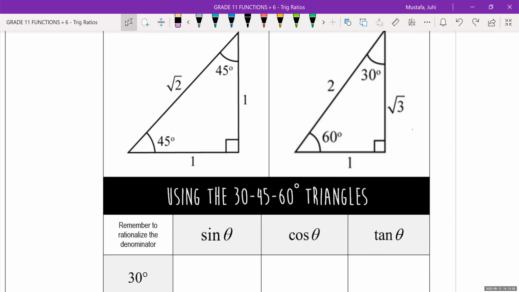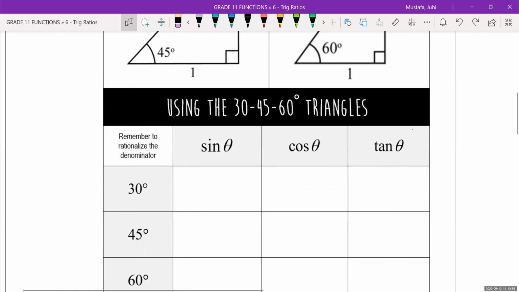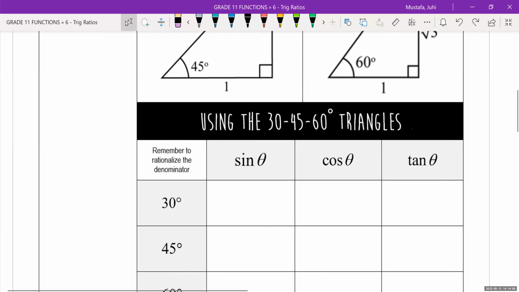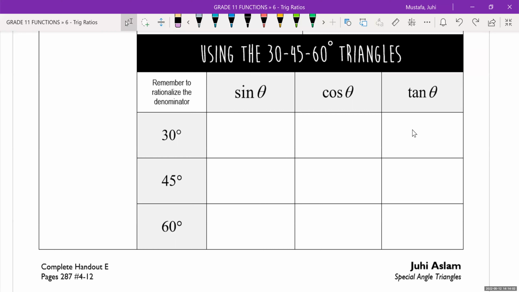Let's practice using these special triangles to fill out this chart. This chart is saying we have sine over here, and you're basically going to be putting in an angle, you're going to match them up. So for example, this first one, I'm basically asking you for what is sine 30 degrees, but we're not going to be using a calculator for this.